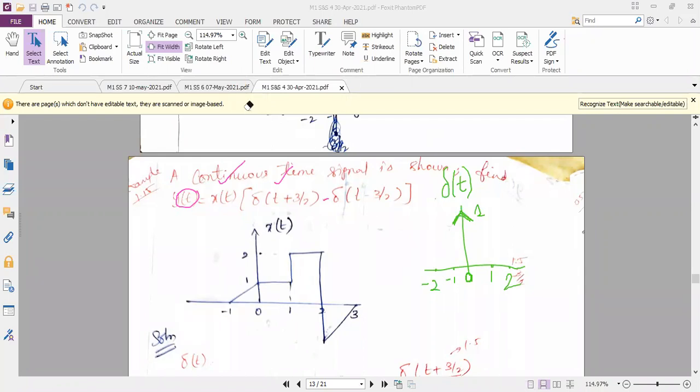I have an arrow mark, that is amplitude 1. So as per the question, let me solve delta of t plus 3 by 2. So plus 3 by 2 means I have.